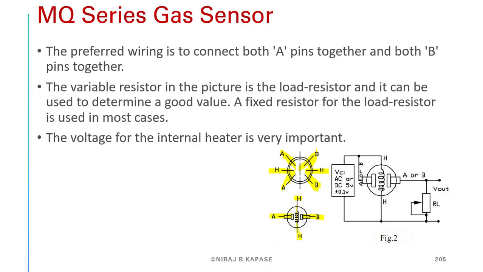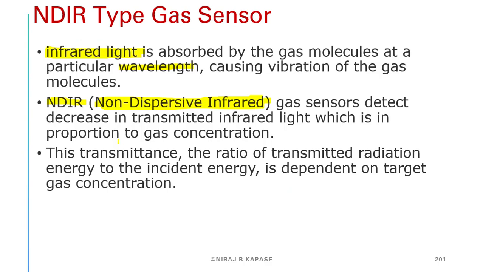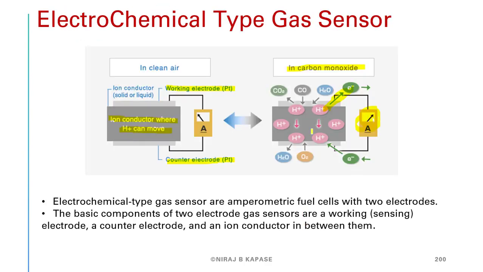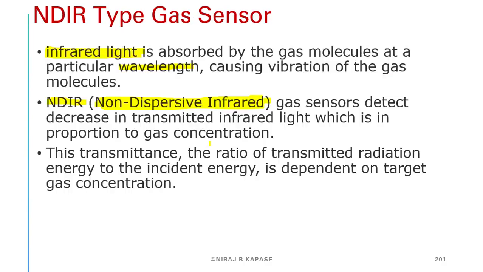Okay, so the variable resistor in the picture is a load resistance. It can be used to determine the value, and a fixed resistor for the load can be used in most cases. The voltage of the internal heater is very important in this case. The voltage will change due to the gas concentration, due to the H plus movements. Based on that H plus movement, the voltage will change between these two plates, the working electrode and the counter electrode, and that voltage is detected here.